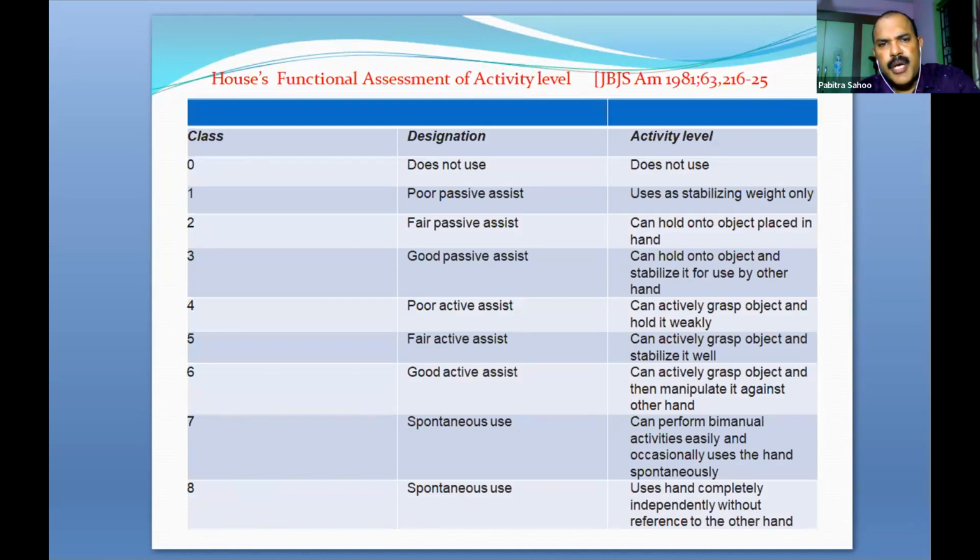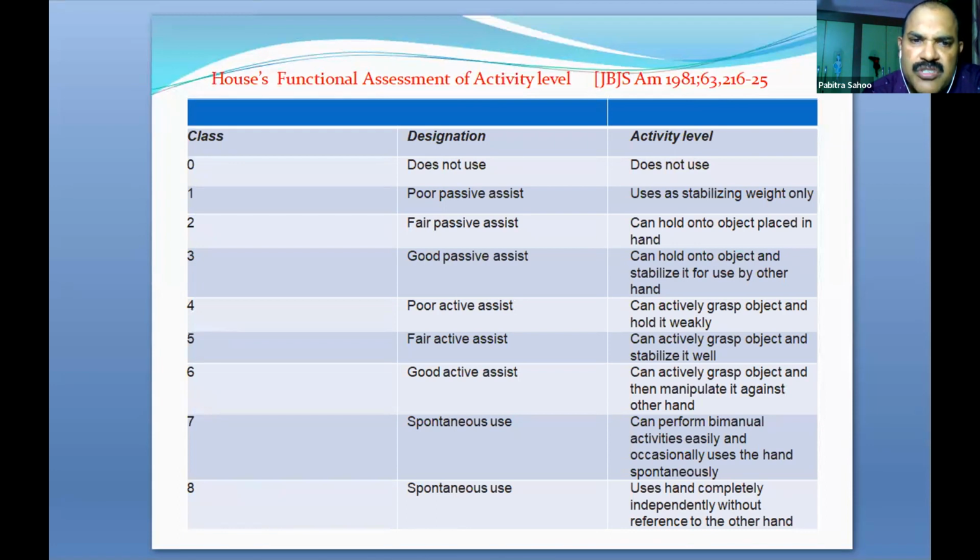Then coming to functional assessment of the activity level of a cerebral palsy child, especially where the upper limb is concerned. We have many times discussed the lower limb functional activity by the Gross Motor Classification System, but here is the upper limb functional activity level classification by House et al. They have classified the functional activity level of the upper limb of a cerebral palsy child into 3 groups: passive assist, active assist, and spontaneous use of the limb group. Classes 1, 2, 3 are the passive assist group, 4, 5, 6 are the active assist group, and 7, 8 are the spontaneous use group.